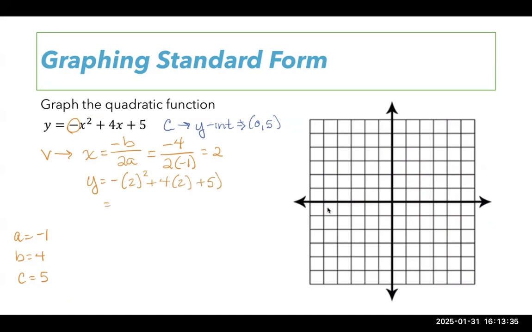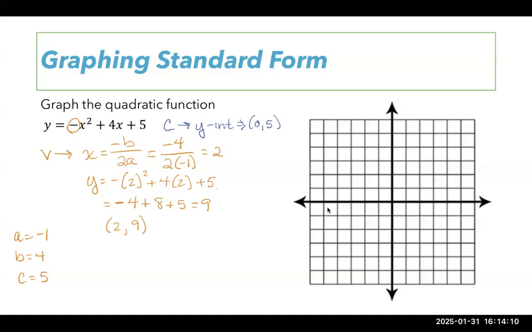So 2 squared is 4. Make that negative because the negative's on the outside. 4 times 2 will be 8. And then we have the 5. Don't really need that parentheses there, sorry. Okay, so -4 plus 8 is 4, plus 5 is going to be a 9. And so we have a vertex now that is at the point 2, 9.